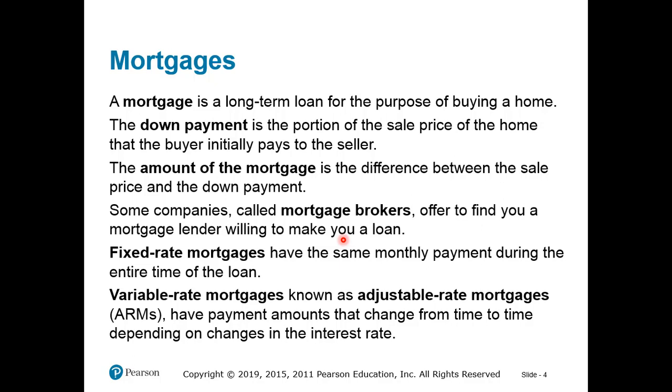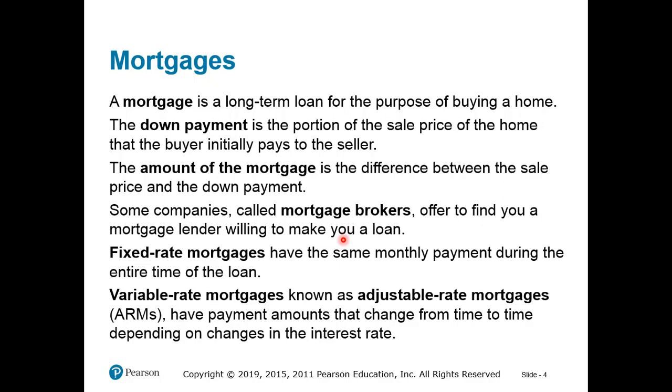Then there are variable rate mortgages, known as ARMs, or adjustable rate mortgages. With adjustable rate mortgages, your payments will change from time to time depending on changes in the interest rate. Most ARMs have a fixed period, usually the first 2 to 3 years, where you pay a fixed low rate. After that fixed period, the rate becomes variable and will start to change. That means the rate will go up, and depending on the contract, it could go up a maximum of 1% a year.